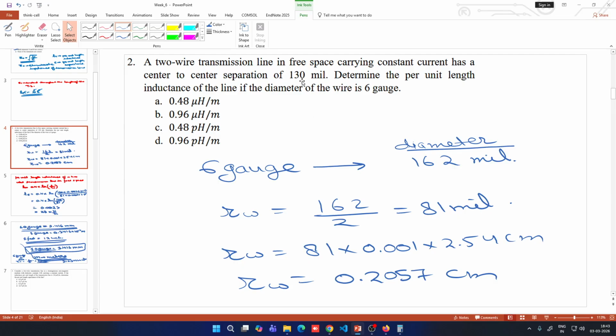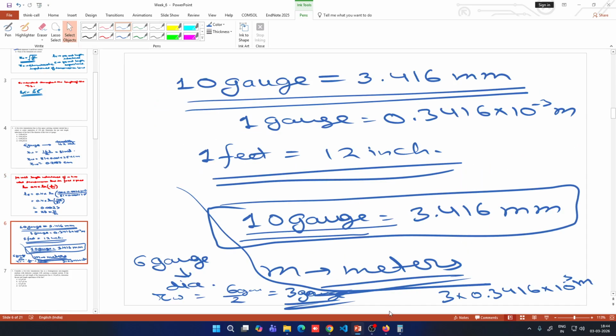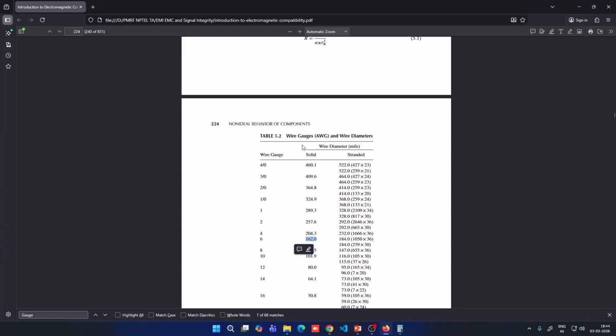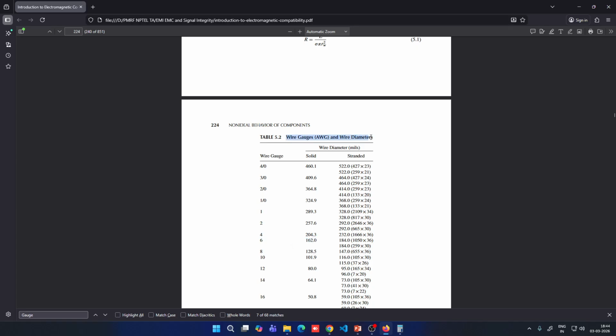Then S is correct only. Center to center it is in mils, so mil is correct. I think somewhere we are missing some conversion. Because it's not a standard conversion, it depends on manufacturer to manufacturer. But according to the textbook, it is given that a 6 gauge wire should be 162 mil.